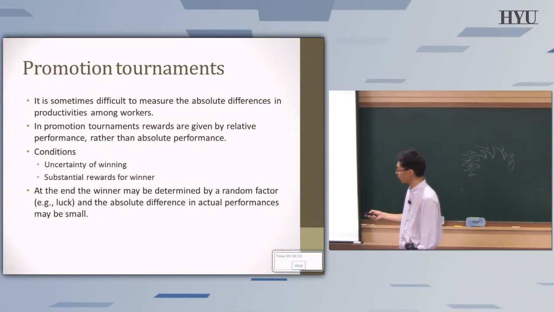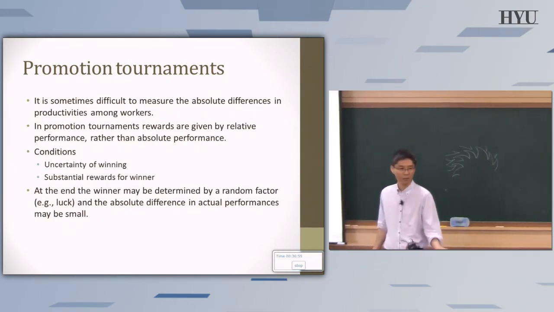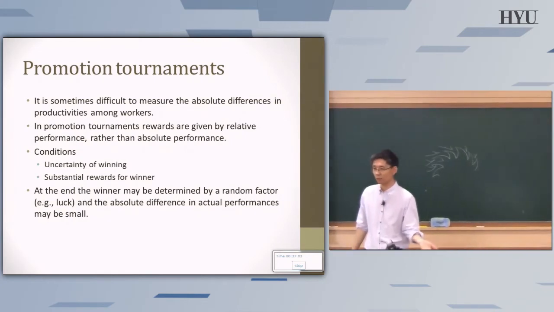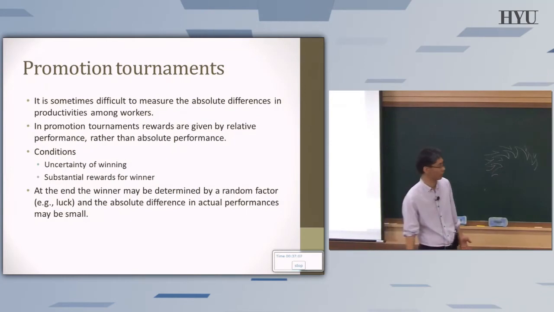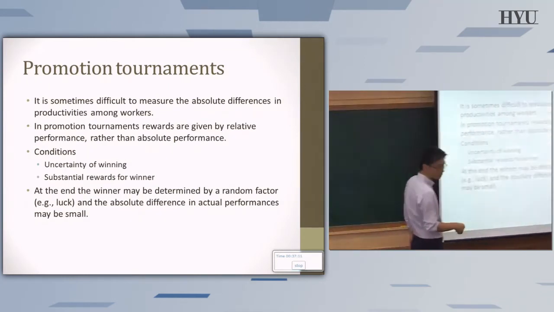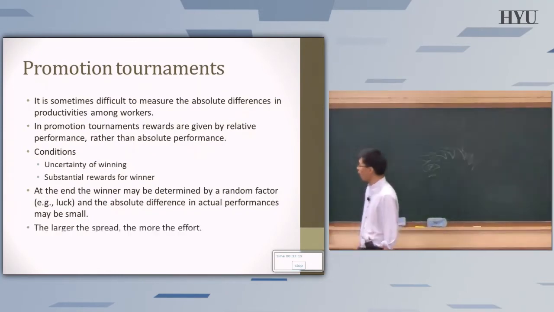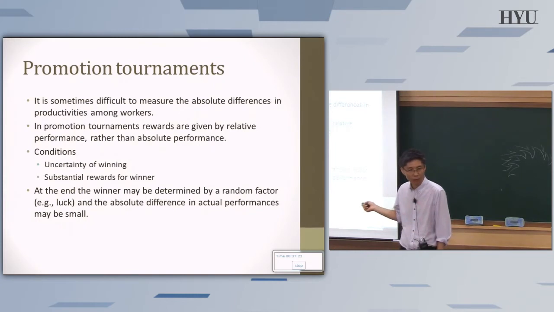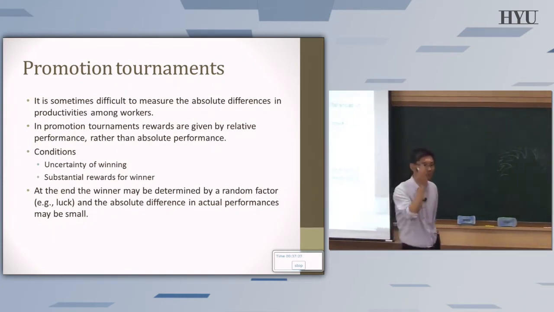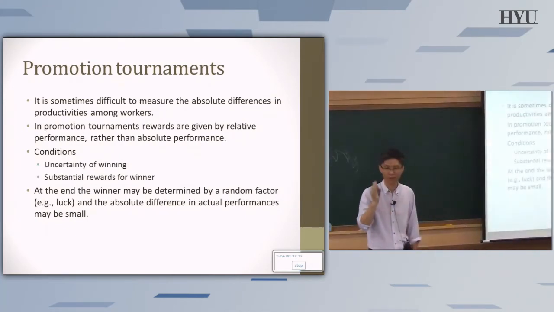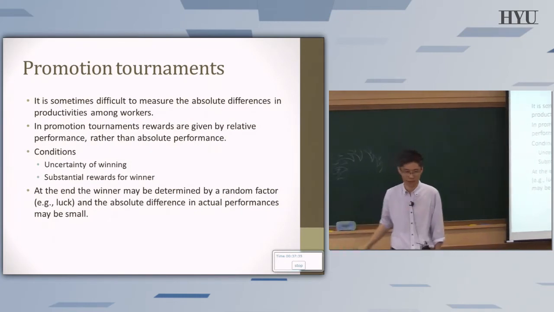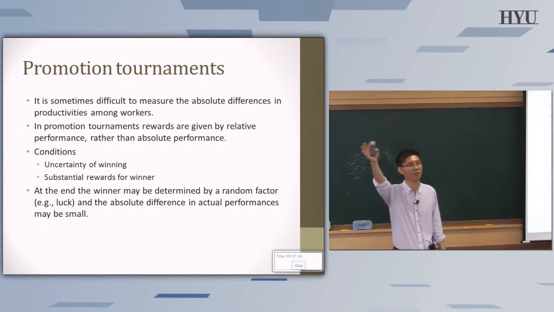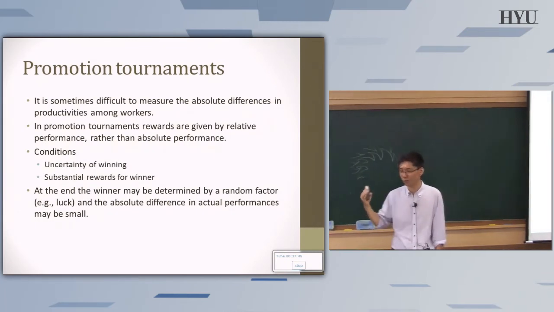At the end, however, the winner may be determined by a random factor. It is possible that these two people have just equal productivity, but one person got better luck. It is quite possible, and this luck may determine the winner at the end. And the absolute difference in actual performance may be very small. But actually, it doesn't matter. What matters is that the possibility of winning will make employees work really hard. So deciding the winner is important, but it is not as important as giving incentives to all the employees. You get this job, and you know that I can get to the top. I can be a CEO someday. Everybody thinks that, so they work really hard to be the CEO.